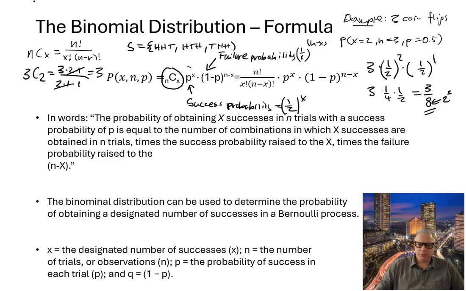So again, the binomial distribution can be used to determine the probability of obtaining a designated number of successes in a Bernoulli process. X is the designated number of successes. So in our example, we want to get 2 heads. N is the number of trials or observations. And P is the probability of success in each trial, and Q, sometimes 1 minus P, is the failure probability. So you need the success probability and the failure probability.